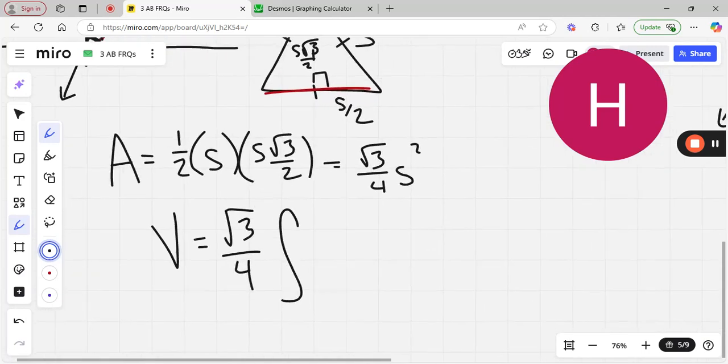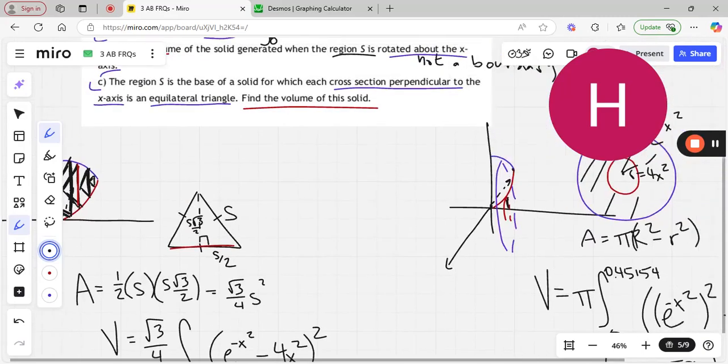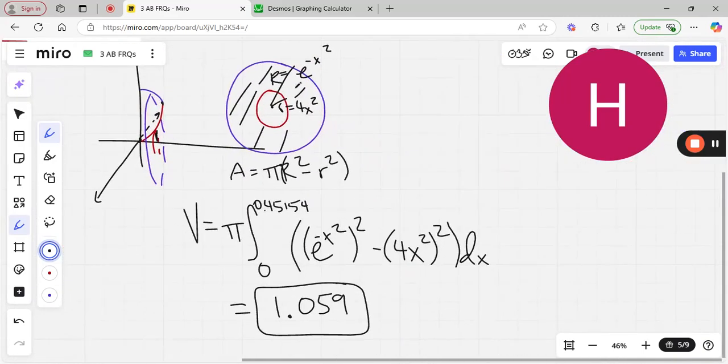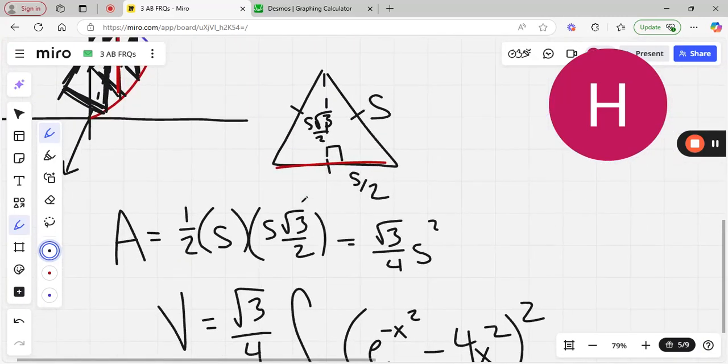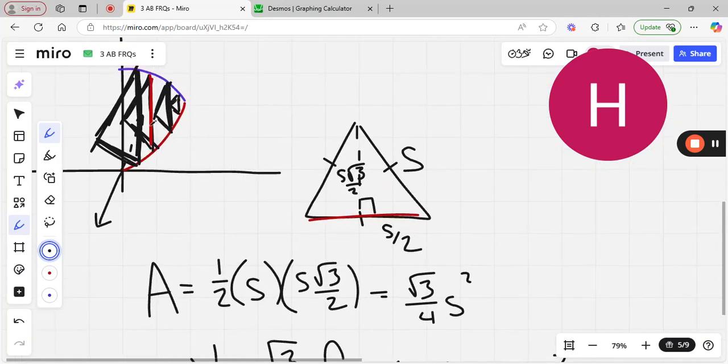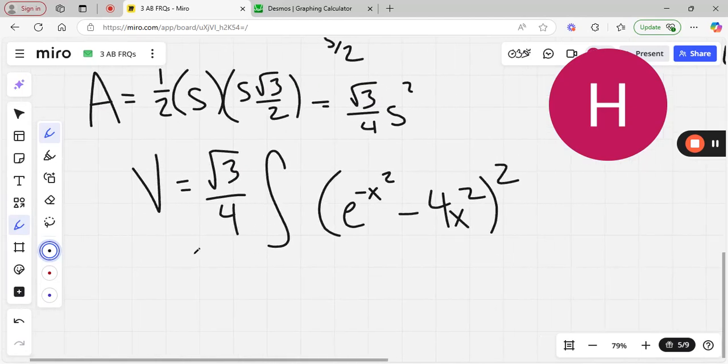S is the gap between them. So this is e to the negative x squared minus 4x squared. Then we square it. Okay? It's not like when we were doing the washers where we had r squareds. We were finding the area of these circles. We're finding the area of these triangles, and the formula for that is root 3 over 4 s squared, but the s represents the difference in their height, the distance between these two curves. So the top minus the bottom, and then we square it.